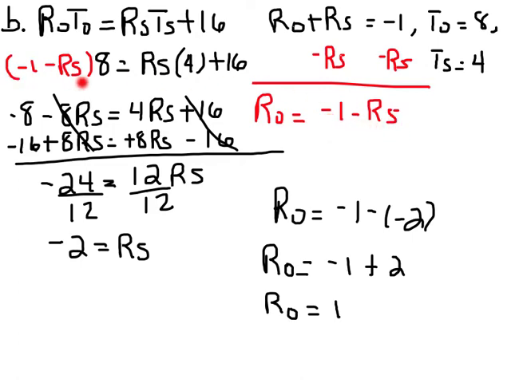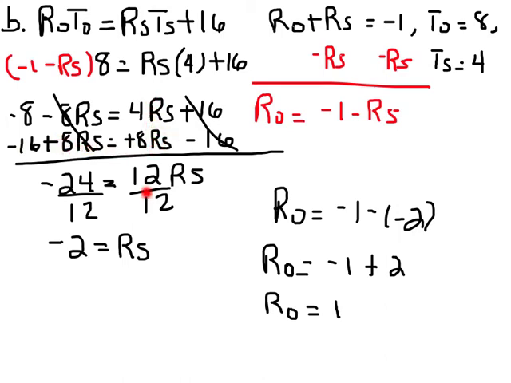We substitute that in. We put the 8 in that we know. We put the 4 in here for TS that we know. And then we do the math. Alright, so here we have negative 8 minus 8RS equals 4RS plus 16. Now, I'm going to try to move my 8RS over to this side and then my number over to this side. So I add 8RS on both sides.